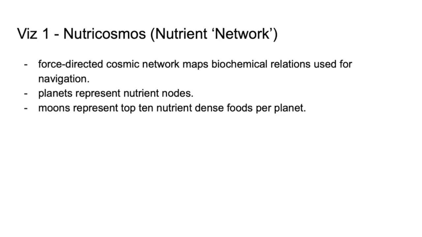Now for our first visualization we made a Nutri-Cosmos. This is a nutrient network, which means it's a force-directed cosmic network that maps biochemical relations, which will only be used for navigation, but make exploring the nutrients a little bit more fun. The planets represent the nutrient nodes, and the moons encompassing it represent the top 10 nutrient-dense foods per planet.